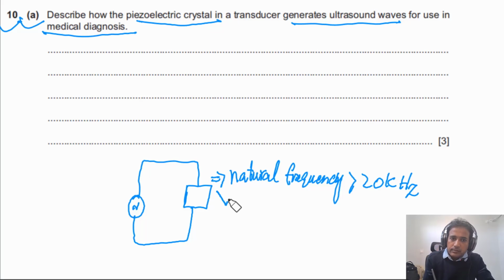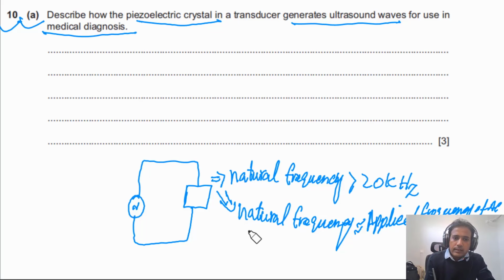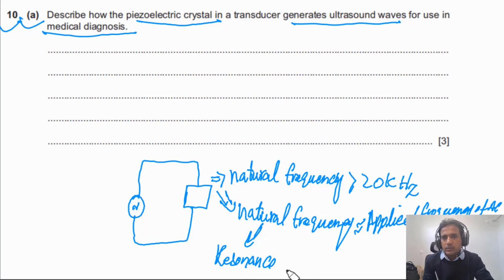And when the natural frequency of the piezoelectric crystal is about equal to the applied frequency of the alternating voltage, AC, then resonance will take place and ultrasound waves will be produced. Resonance takes place. So these are the points we have to mention in the answer.